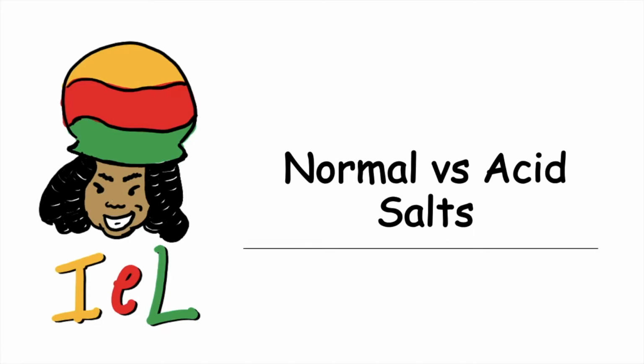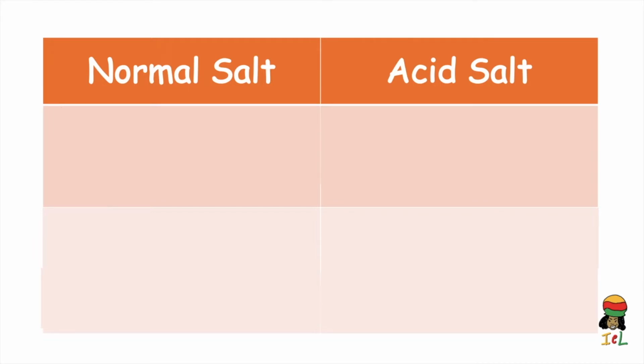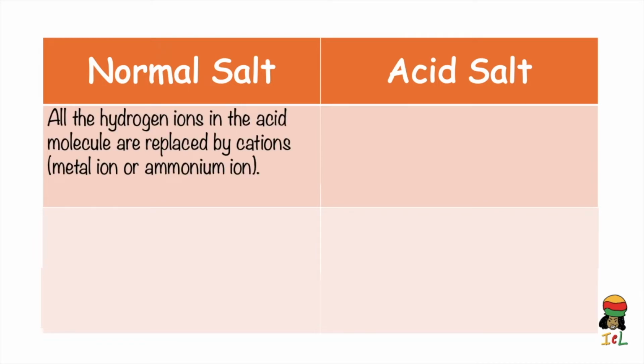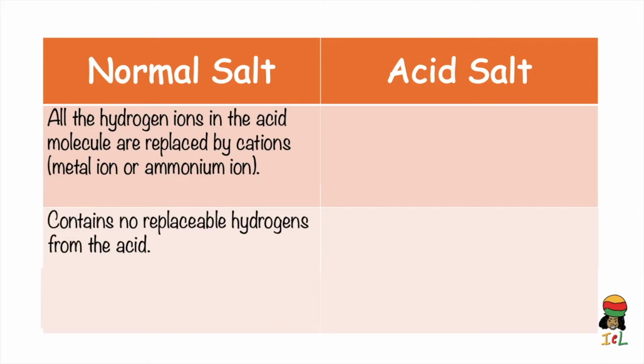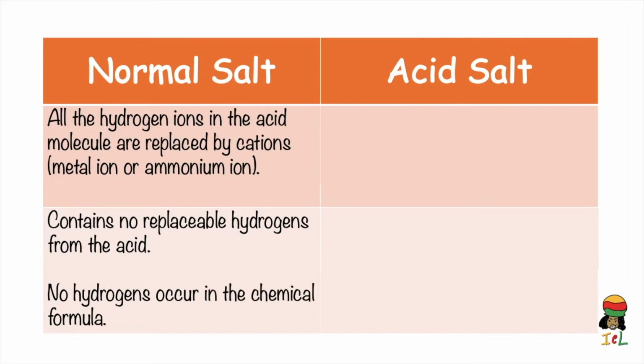The inorganic salts include chlorides, sulfates, nitrates, carbonates, etc. So we're starting off with the normal salts. In normal salts, all hydrogen ions of the acid are replaced with the metal ion or the ammonium ion when the salt is formed. In other words, normal salts contain no replaceable hydrogens from the acid, so the chemical formula of a normal salt has no hydrogens in it.